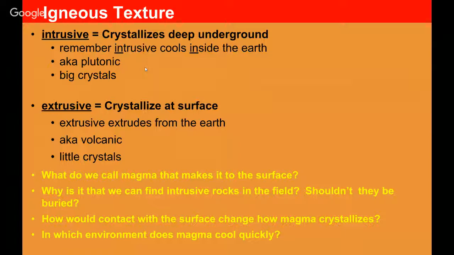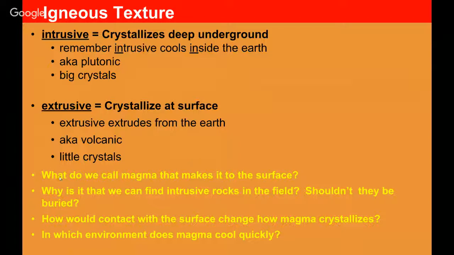Versus extrusive, where they crystallized at or very near the Earth's surface. Extrusive extrudes from the Earth, and these are also known as volcanic rocks. They have little tiny microscopic crystals. They still form crystals, but they're tiny.